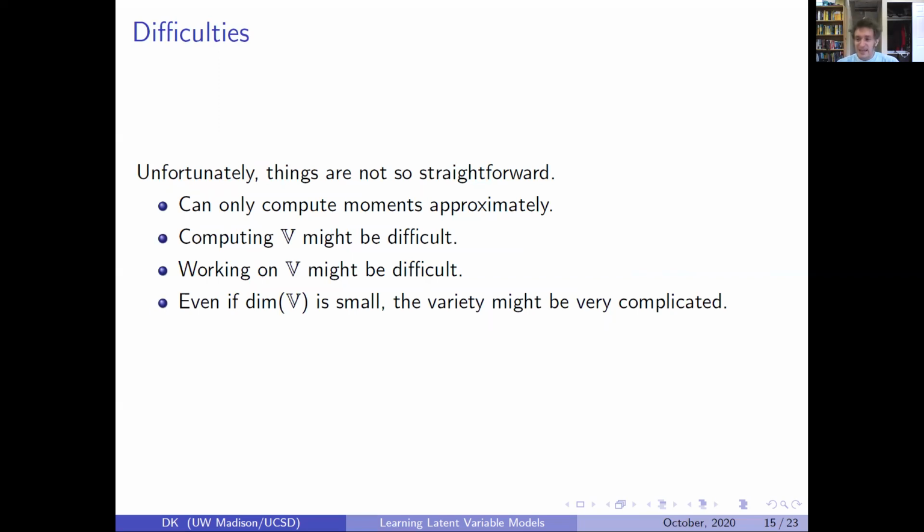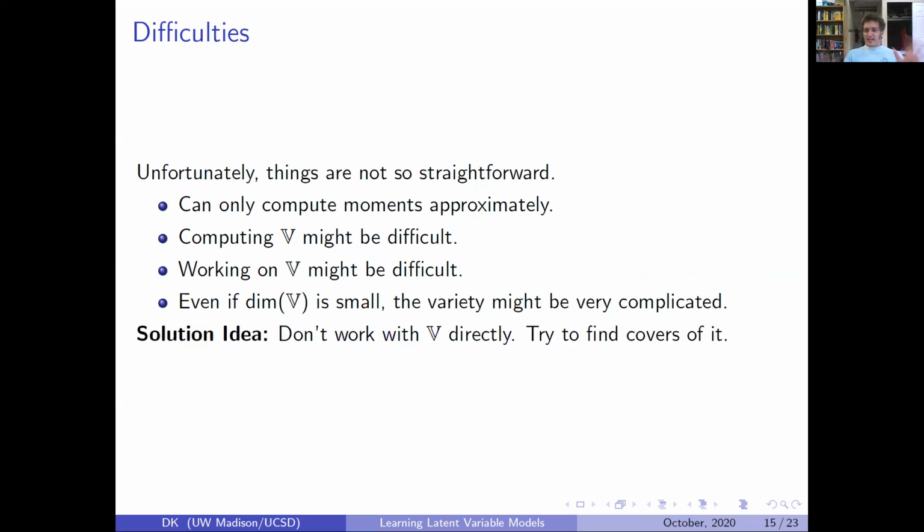And finally, even if the dimension of V is small, that doesn't rule out it still being very complicated. Maybe the dimension of V is 1, but V itself is some sort of almost space-filling curve, and the fact that you lie on this curve maybe isn't actually that useful. So there are a lot of problems, and it's hard to see how we're going to get out of this. But the basic idea is we're never going to want to work with V directly.